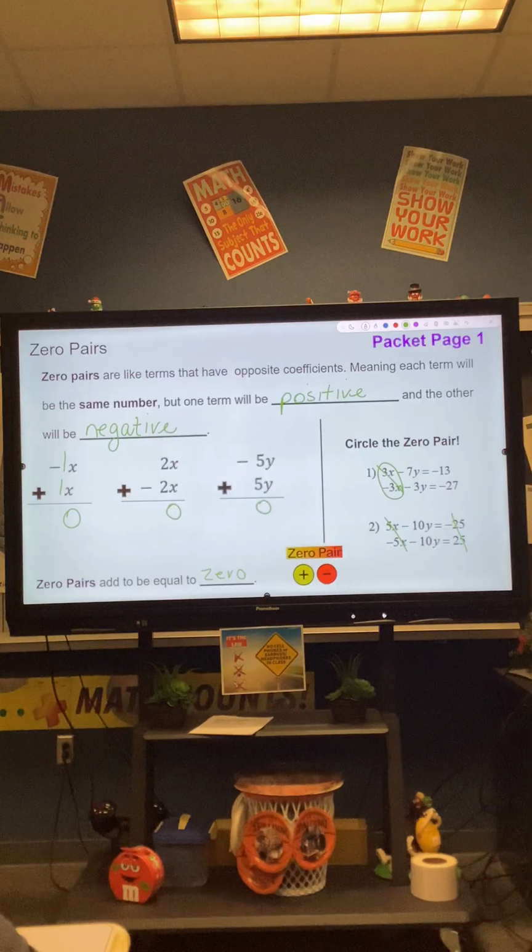Let me get the definition down for you, because I see some of y'all aren't focusing. If they are the same coefficient, meaning the same number, with opposite signs, it creates a zero pair. All right, we good? That's page 1. Flip.